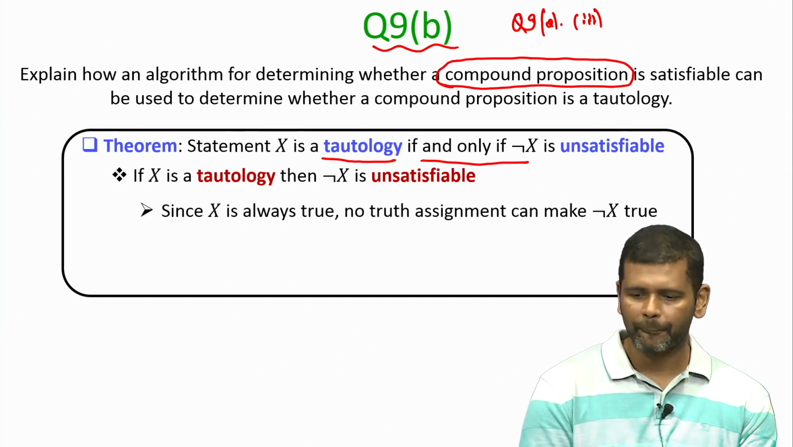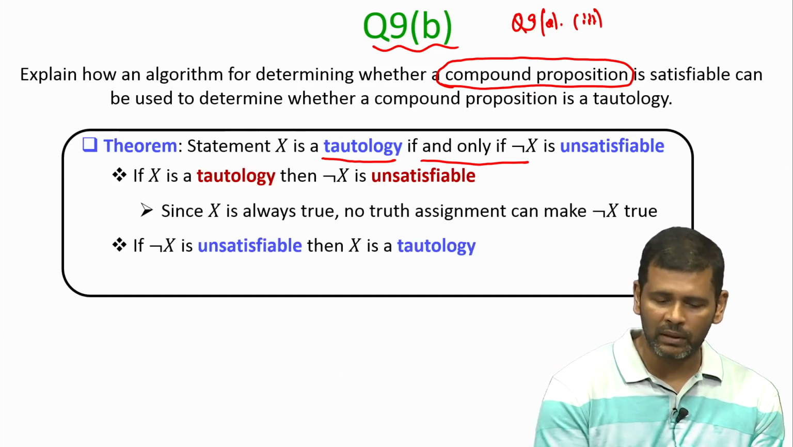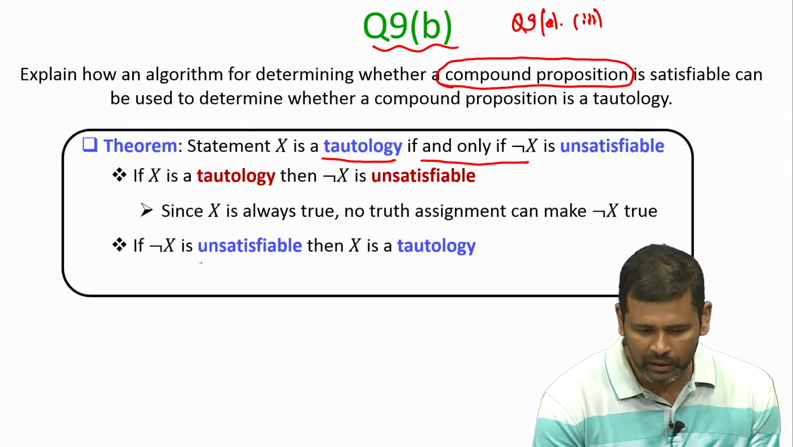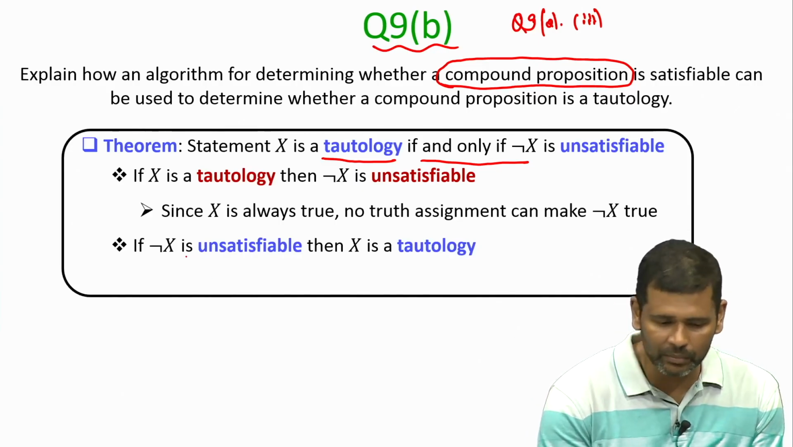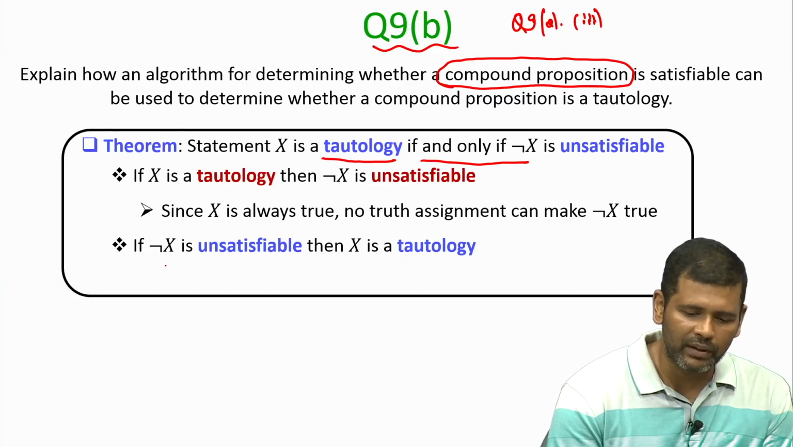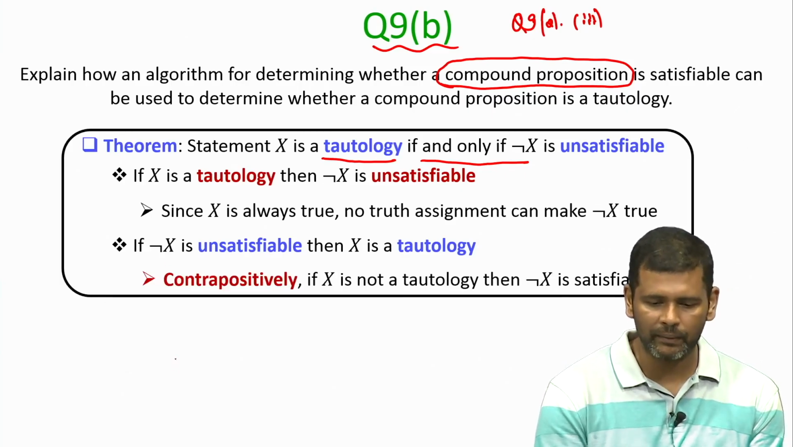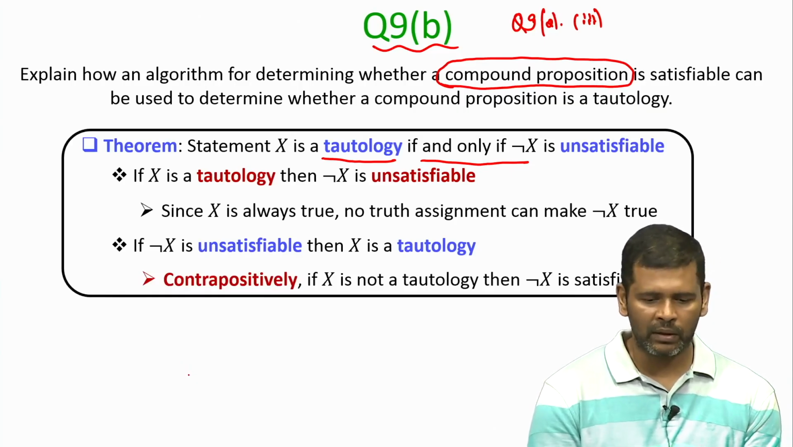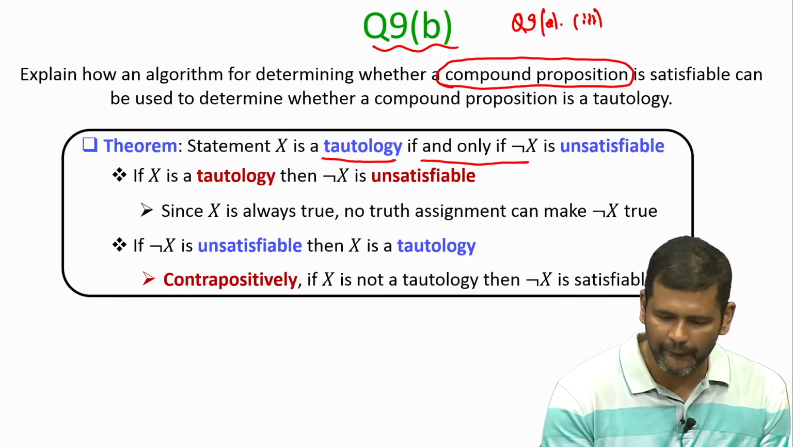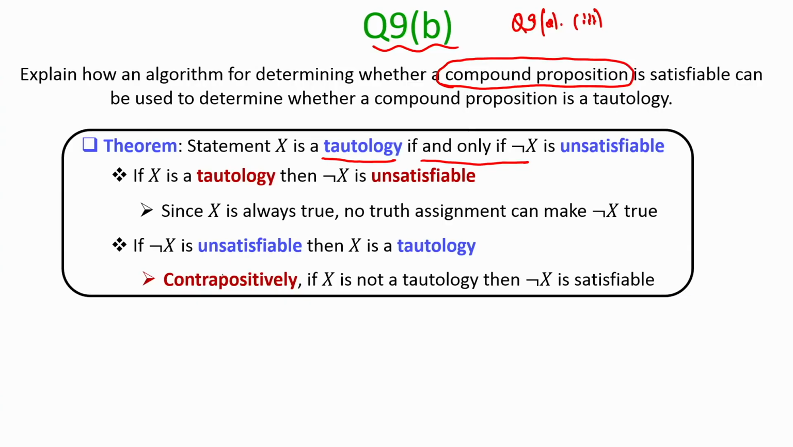On the other hand, you assume that if the negation of x is unsatisfiable, then I have to prove that x is a tautology. We prove it by contrapositive. So, showing that negation of x is unsatisfiable implies x is a tautology is equivalent to showing that if x is not a tautology, then negation of x is satisfiable, right.